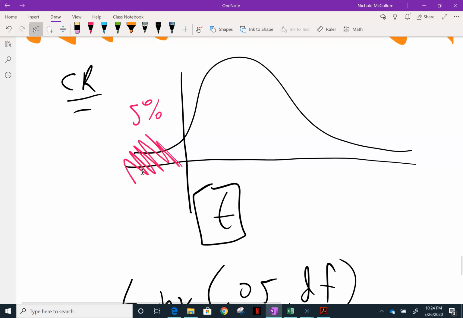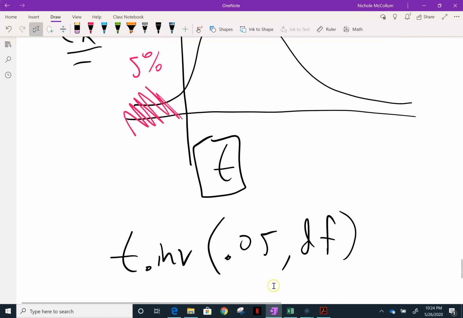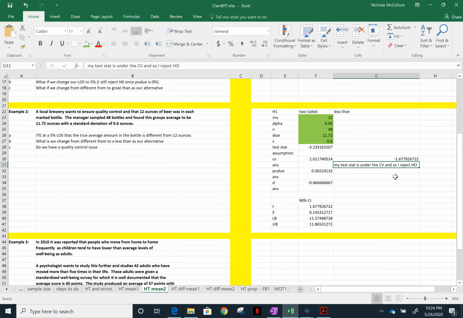Why 5%? Because that's the alpha. And all of alpha goes below it. Please do not cut it in half. There is no cutting it in half in a one-tailed test. You give all of alpha. That's a slight little thing you've got to be careful of. All of alpha goes underneath it.